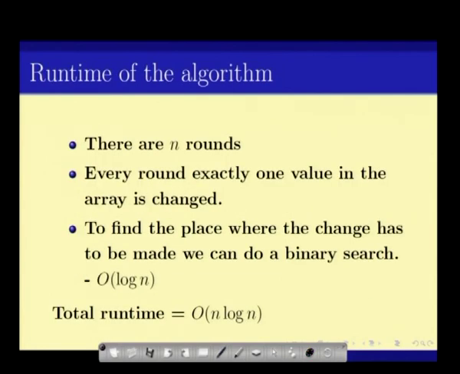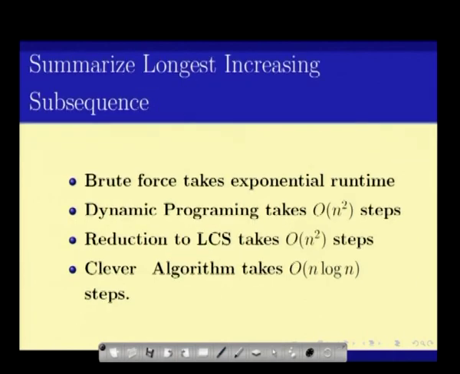The runtime of the algorithm is simple. We have n rounds. Every round we have to find the largest index whose value is smaller than the element we are looking at. For that we need to do a binary search, which takes order log n steps. So, the total runtime will be order n log n, better than the order n square that we have. To summarize, we have a brute force algorithm that takes exponential time, a dynamic programming algorithm that takes order n square steps, a reduction to longest common subsequence that takes order n square steps, and a very clever algorithm that takes order n log n steps, and that is the optimal.